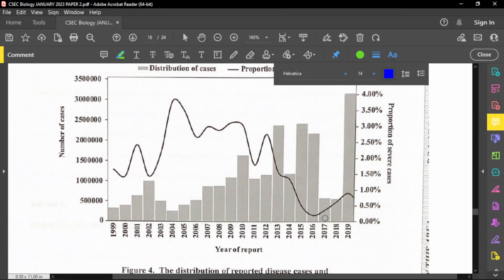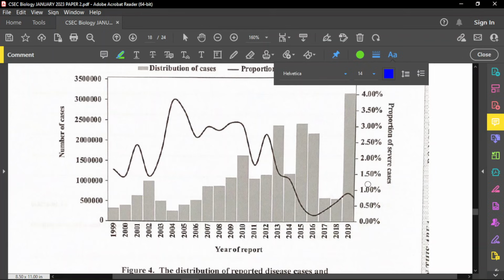Between 2017 and 2019, what you notice in terms of the distribution of cases is a rapid increase, as a matter of fact. So this is the actual answer. The answer I have there is a general explanation for the graphs, and I will show you those as well. But in terms of explaining this, you have a rapid increase here. The distribution of cases moves from about 500,000 all the way up to 3 million. That's drastic. The severe cases also rise, so both of them rise.